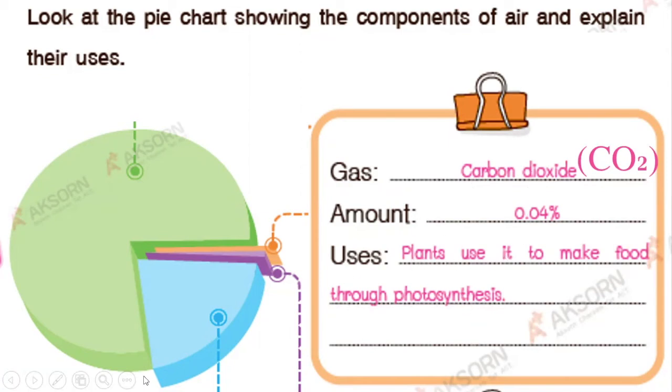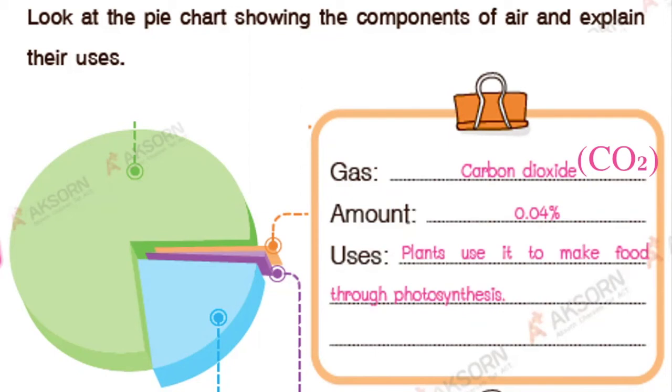Okay, good job now. Everyone, pause the video, please. Take your pen and write down everything in your work textbook. Gas, carbon dioxide, CO2, amount 0.04%, and uses. Plants use it to make food through photosynthesis. When you finish, you can continue watching our lesson.